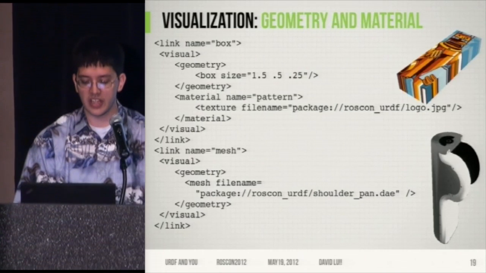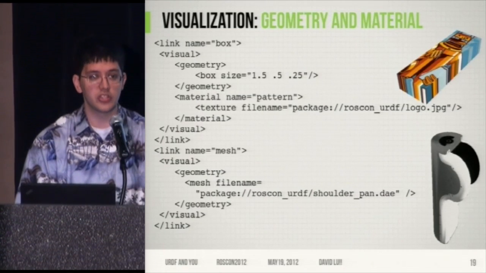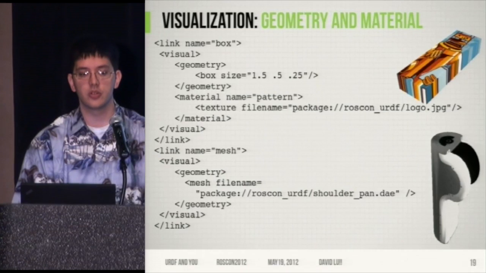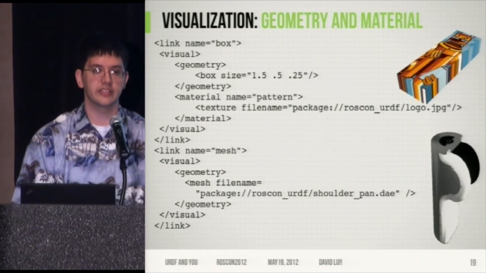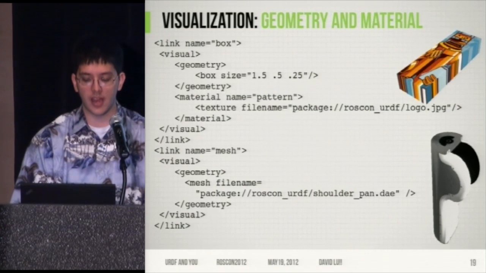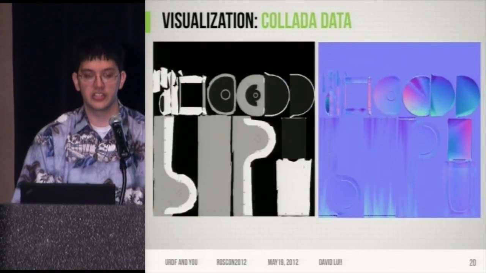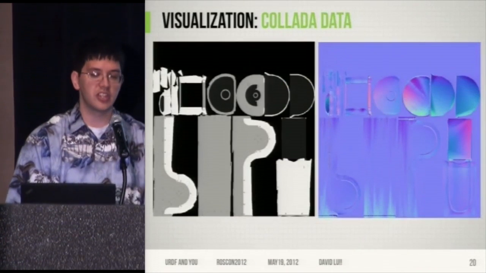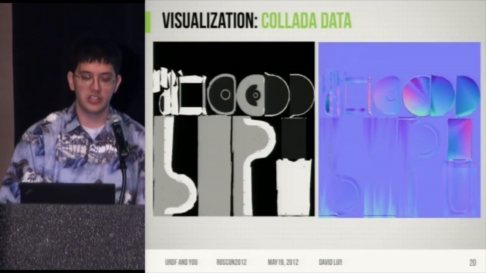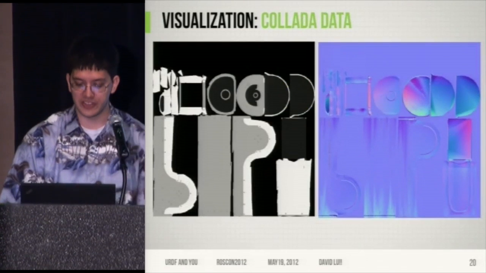And that's because this is actually in the Collada format, which is an XML format all its own that contains a lot of different information about how it is to be drawn and rendered. And so you can see there's image data associated with it. This is what the coloring and normals look like for that.